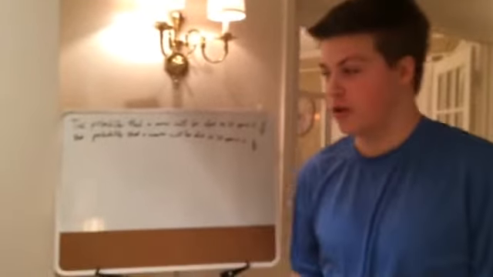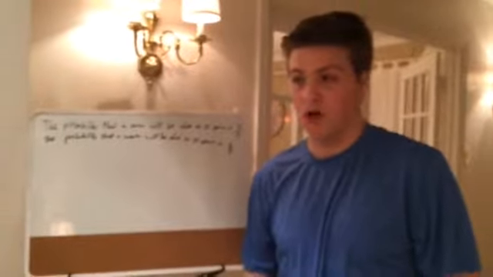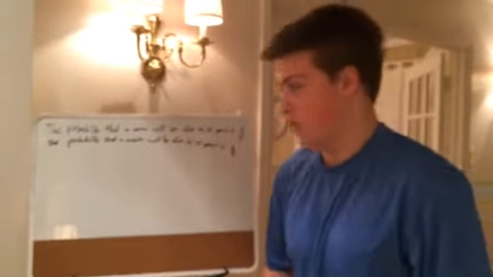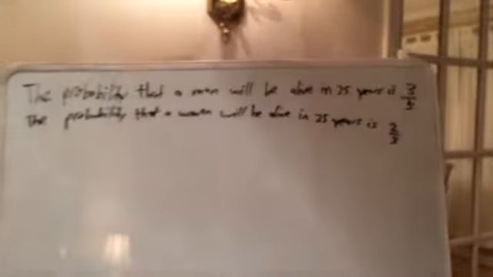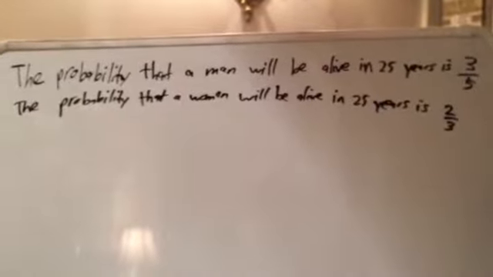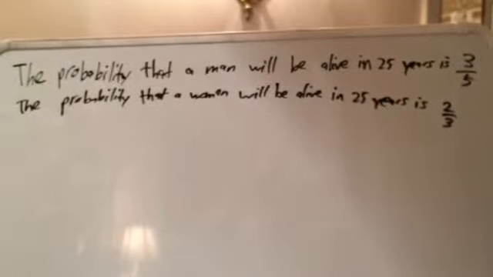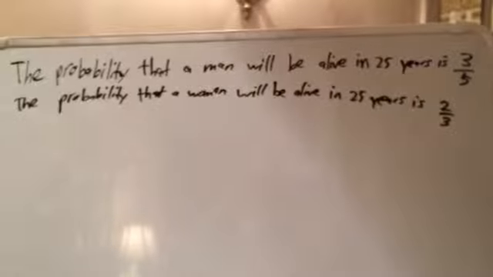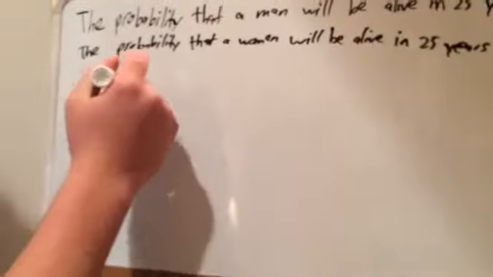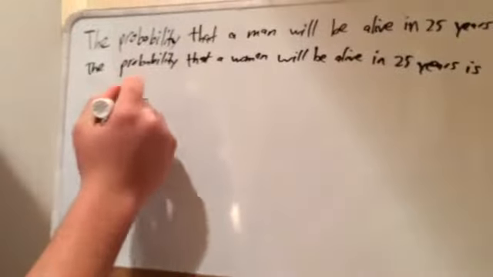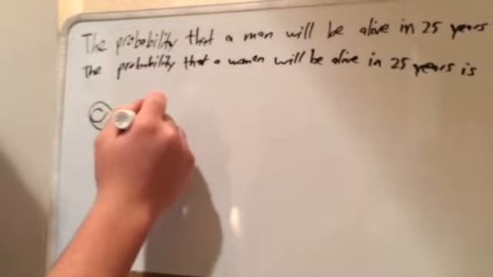Okay, so we're going to do some example problems for compound probabilities. Our problem here is the probability that a man will be alive in 25 years is 3/5, and the probability that a woman will be alive in 25 years is 2/3. So we're going to do some examples. Our first example is example A. What is the probability that they'll both be alive in 25 years?